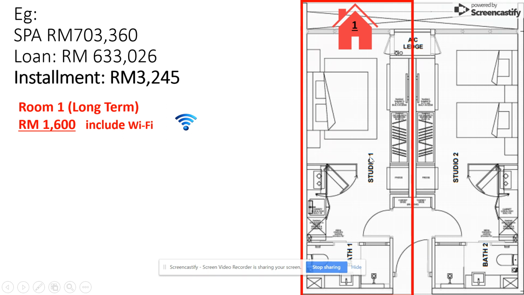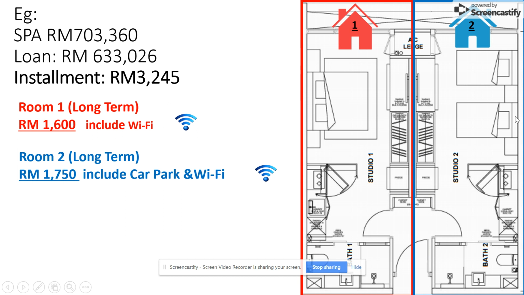Now, because the size of this is slightly smaller than the previous ones that we have seen in Worth Suites and Scott Garden, this is about 300 over square feet. So I'm going to conservatively put it at 1,600 because I'm going to include Wi-Fi. And then the other side here is also one bedroom and one bathroom. So what I'm going to do here is try to be a little bit more creative, include the facility, and I can increase the value here, 1,750.